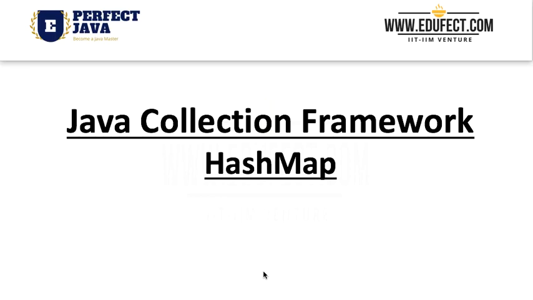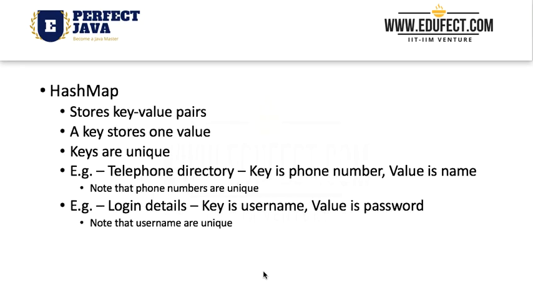In this lesson, we will learn about another Java collection framework class, which is HashMap. So what is a HashMap? A HashMap stores key value pairs. So it will have a key, and against the key it will store values. A key stores one value. So against one key we will have one value in a HashMap. The keys are unique. So the keys in a HashMap are unique.